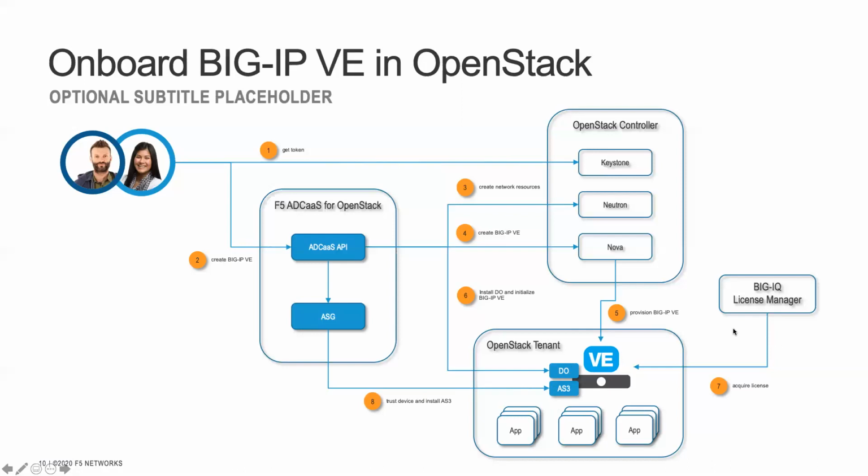In order to implement the device onboarding, the user must have a BigIQ running on the side, which acts as a license manager, so that during the device onboarding process, the new device can acquire the license key to activate itself.